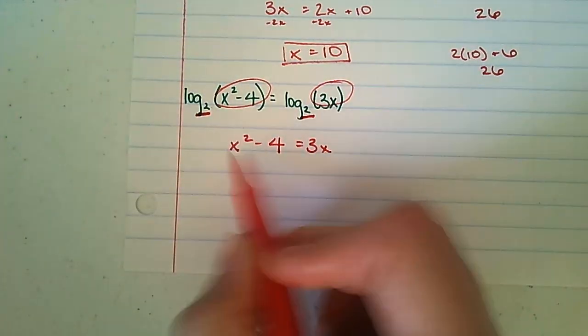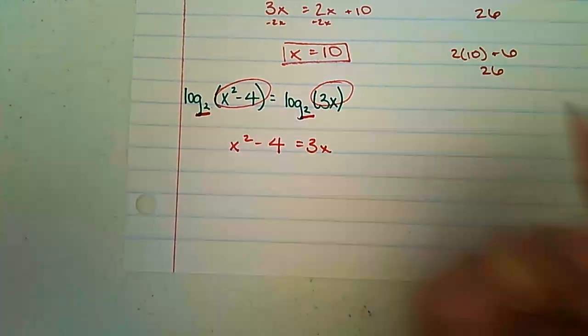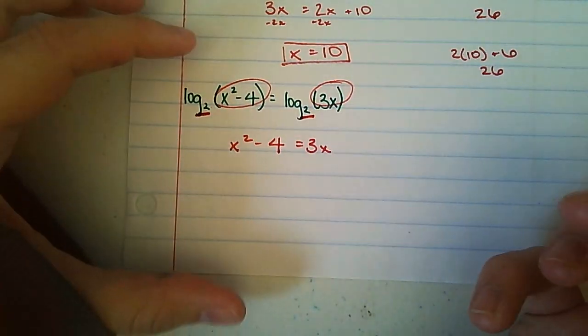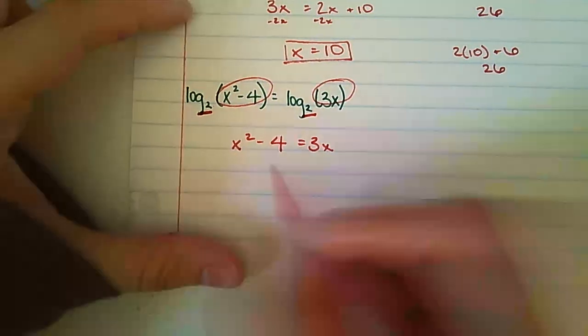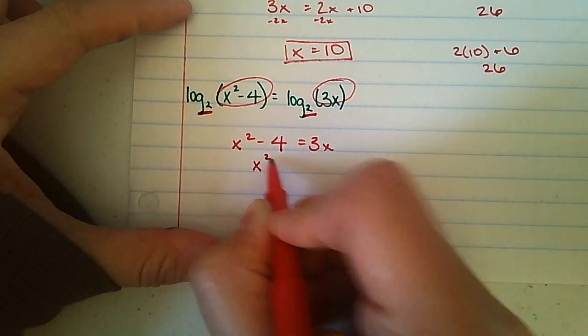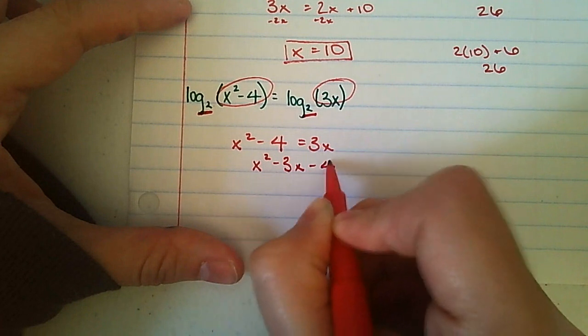And hopefully you're seeing that x squared in there and saying, oh, this is quadratic. I need to factor this. And remember, in order to factor, we need to have it set equal to 0. So I'm going to go ahead and subtract this 3x from both sides.